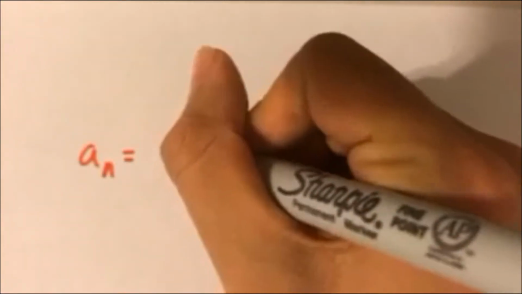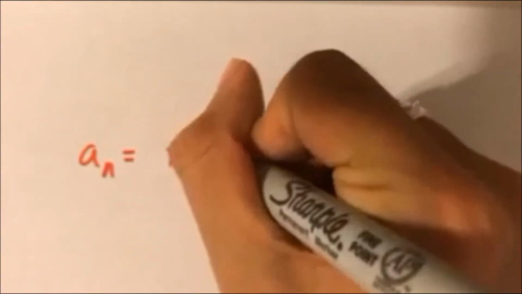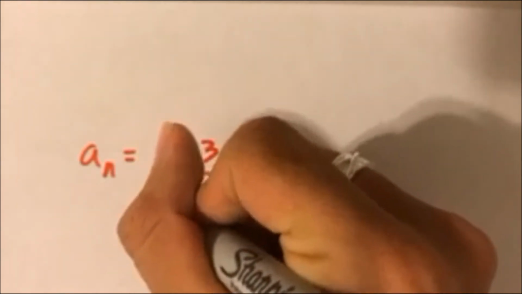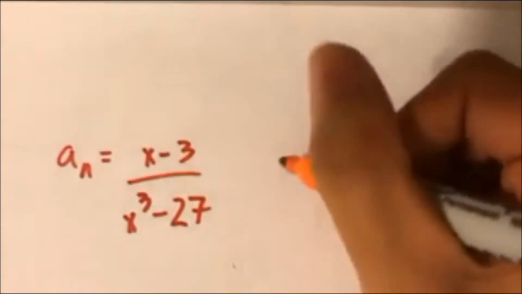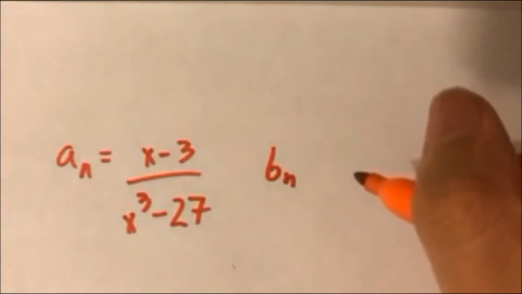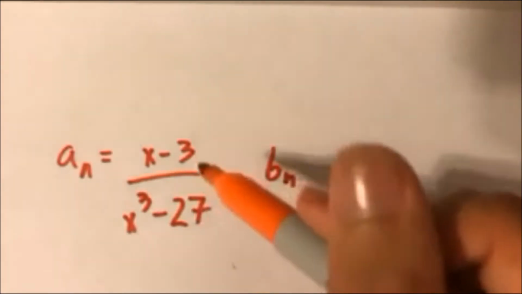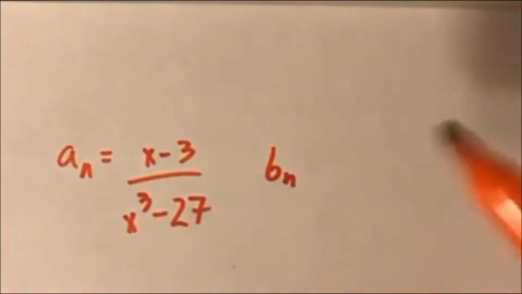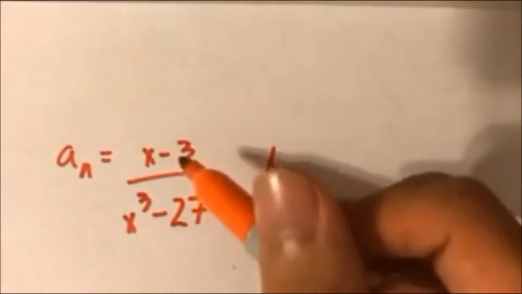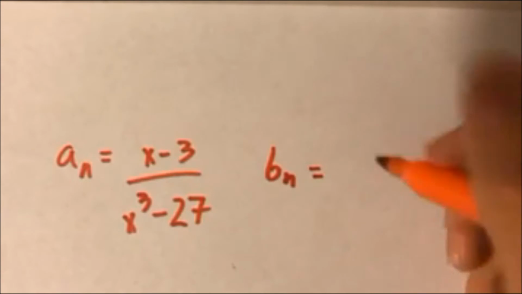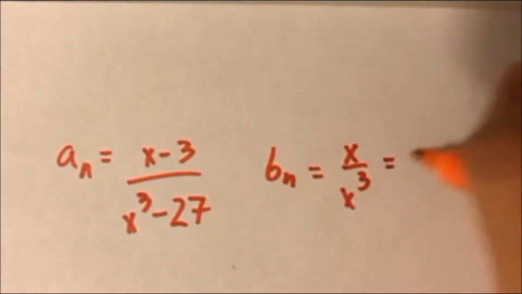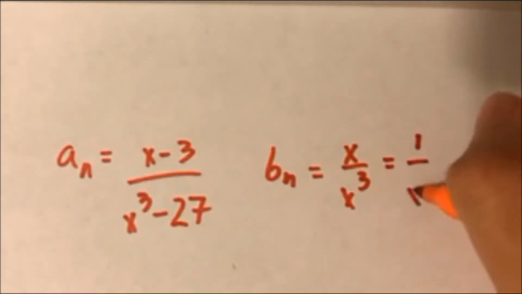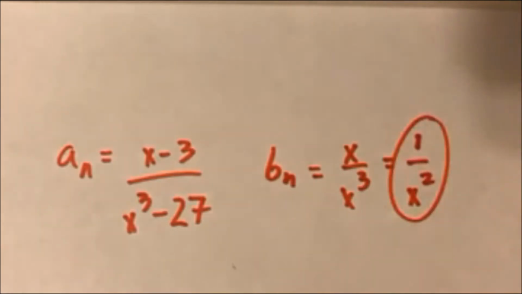So, if a of n equals our original function, which is x minus 3 over x cubed minus 27, we must find something similar to that. So, b of n must be similar. And so what is something we can take away from this first function that won't affect the equation very much at all? These two constants. So we take away these two constants, the equation becomes x over x cubed, which then goes to 1 over x squared. And this is our b of n.